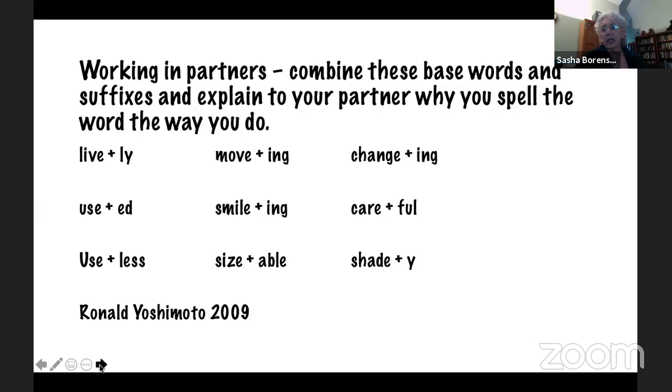Okay, Kelsey, do one for us. Smiling. Okay, and what did you do? Drop the E. Okay, because the suffix begins with a vowel. Okay. Does anybody have a question about this, or can we go on?